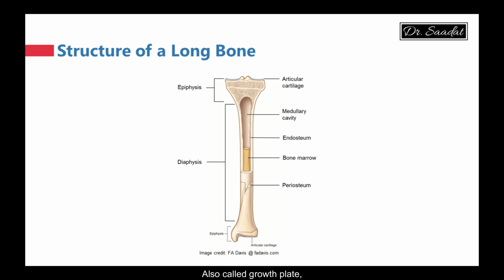Epiphyseal plate, also called growth plate. This special plate of cartilage is found at the ends of long bones in growing children. It allows for bone lengthening until adulthood. Once growth is complete, the epiphyseal plate is replaced by a solid piece of bone called the epiphyseal line.